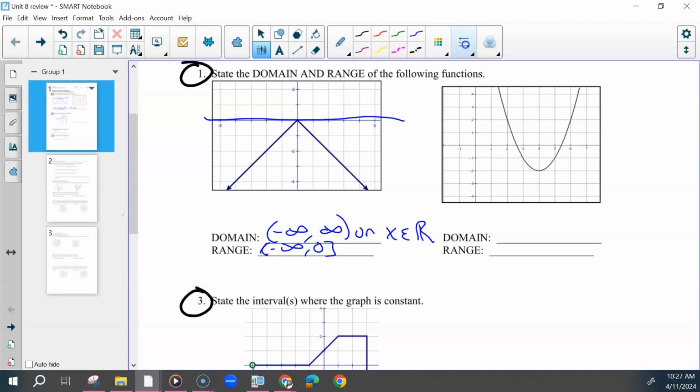So if you have an infinity, is it always square brackets? Infinities are parentheses. This is a parenthesis. Or I could say this is everything below 0, so y is less than or equal to 0. So you could have written either of those and it would be fine. Other questions on number 1?